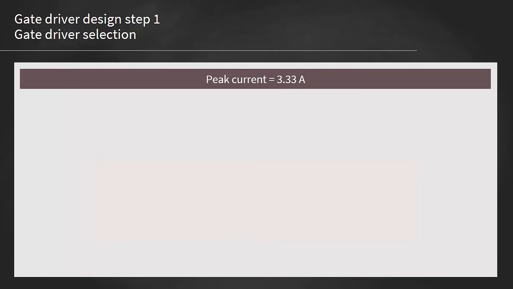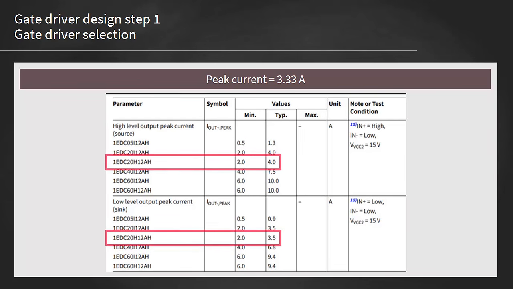The peak current of 3.33 ampere is the reference value for the selection. Bearing this in mind, we can select 1EDC20H12AH in the datasheet of the 1EDC compact family. This IC offers a typical value of 3.5 ampere peak current. The test condition for this value is a voltage swing of 15 volt. Since a larger swing was used in our example, the 1EDC20 will also deliver some more current than the quantity specified in the datasheet.